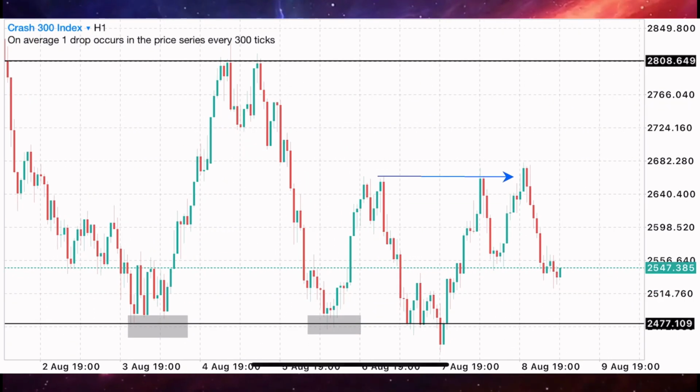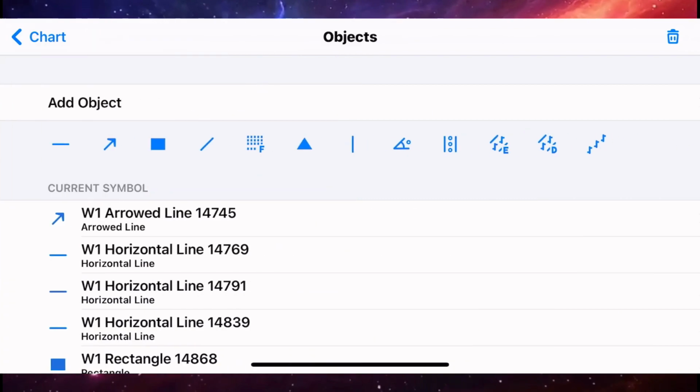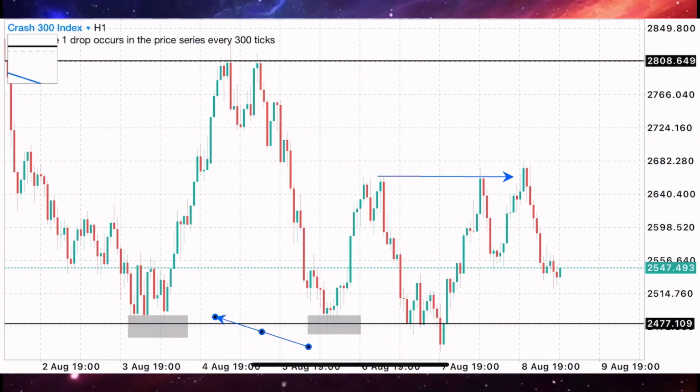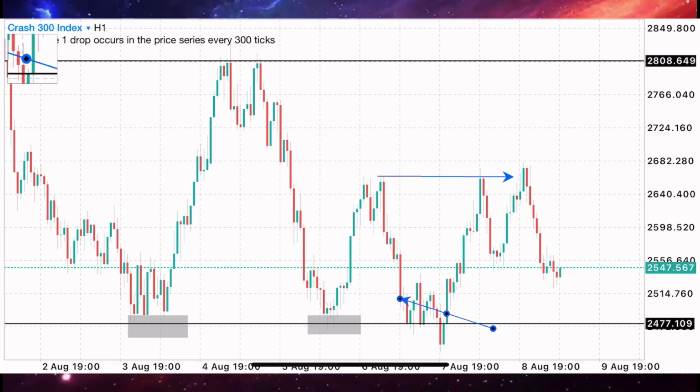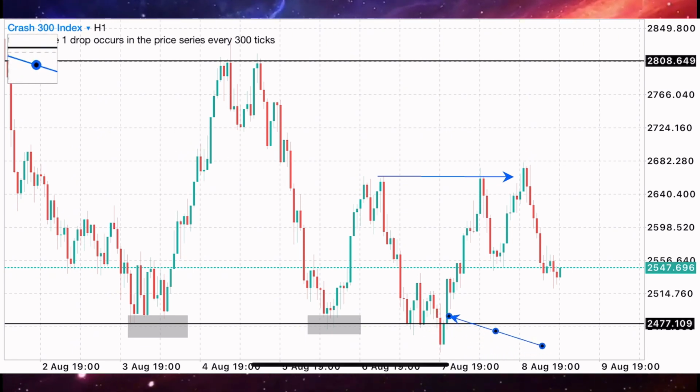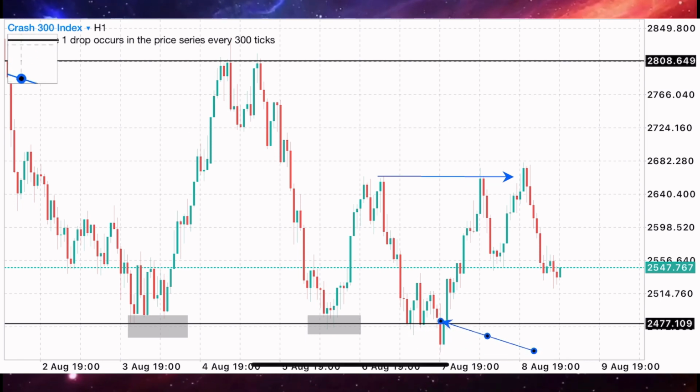So if you notice, that double bottom was actually taken out here. They came all the way back down and took it out by this move down. This move down was a move to collect liquidity.